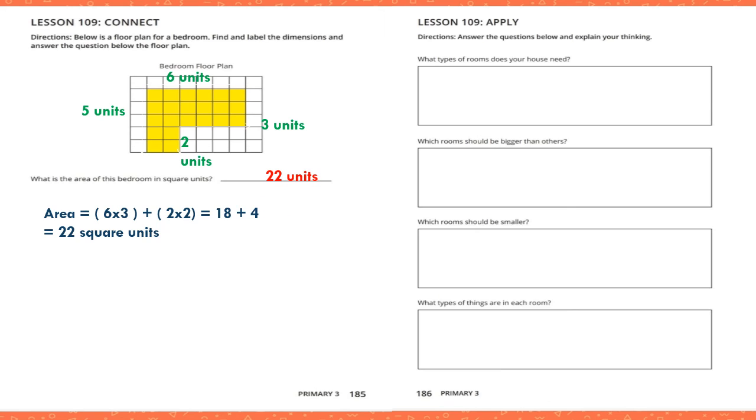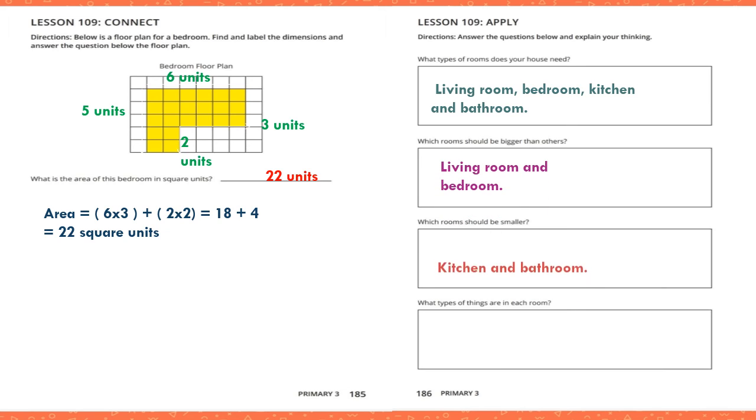What type of rooms does your house need? Living room, bedroom, kitchen and bathroom. Which rooms should be bigger than the others? Living room and bedroom. Which rooms should be smaller? Kitchen and bathroom. What types of things are in each room?